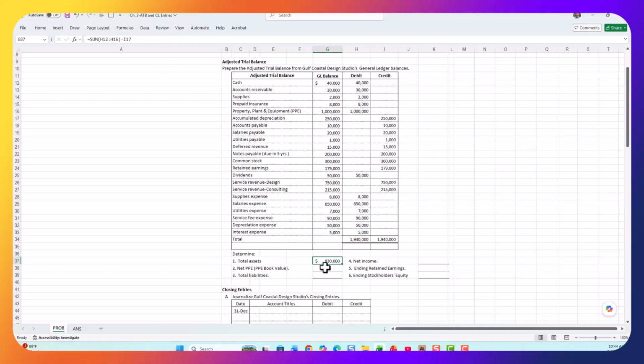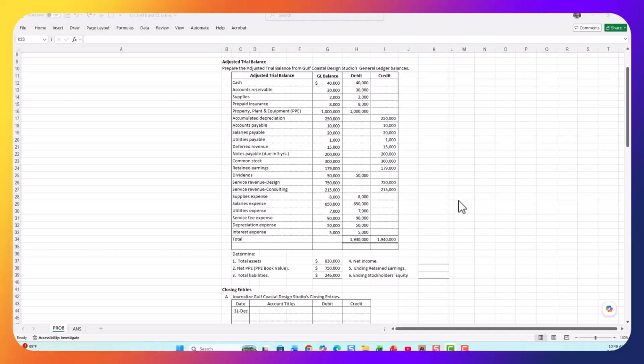Net property, plant, and equipment, or net PP&E, also called book value, is $1 million minus the $250,000 of accumulated depreciation for $750,000. Total liabilities are the sum of our 5 liability accounts. They add up to $246,000.